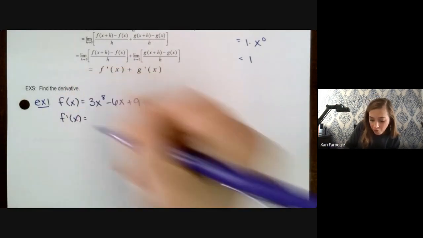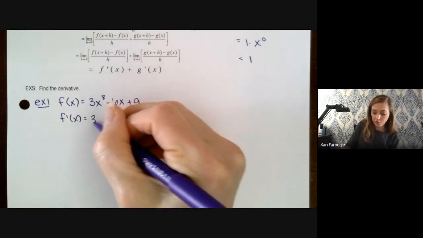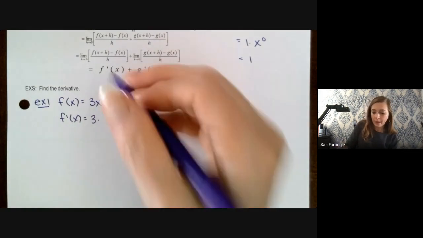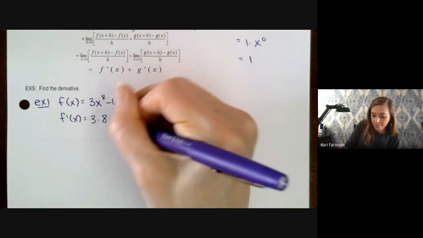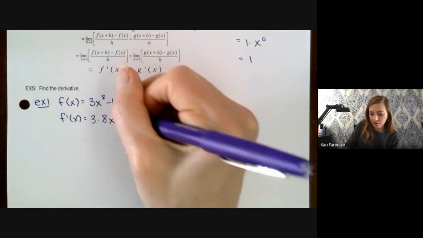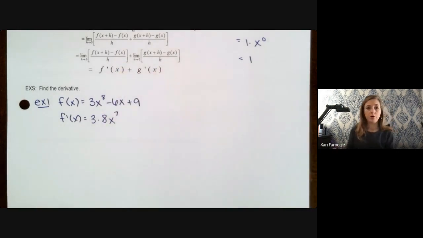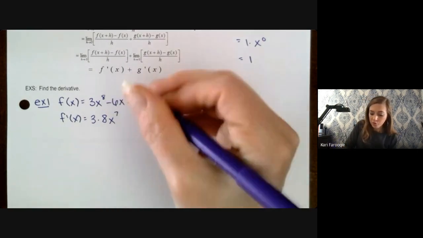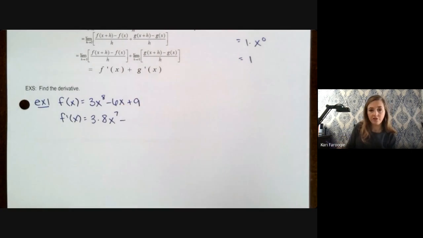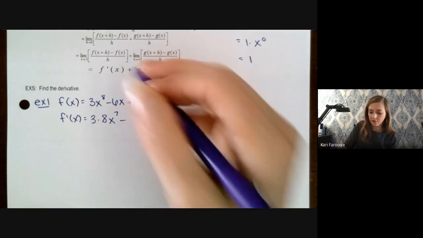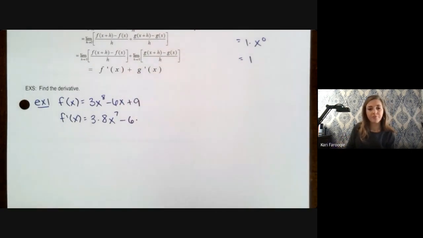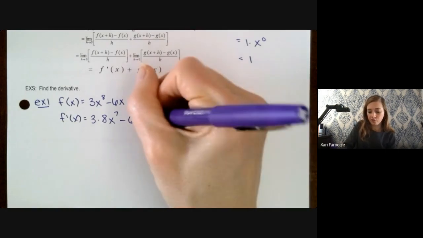So to take f prime of x, I'm going to use the constant multiple rule first. I'm going to bring the exponent out front. I'm going to rewrite the x, and I'm going to decrease the exponent by 1. So I'm going to take 8, subtract off 1, that gets me to 7. Now, the constant multiple here for minus 6x, I'm going to write the 6 down, and then the derivative of x is just 1.